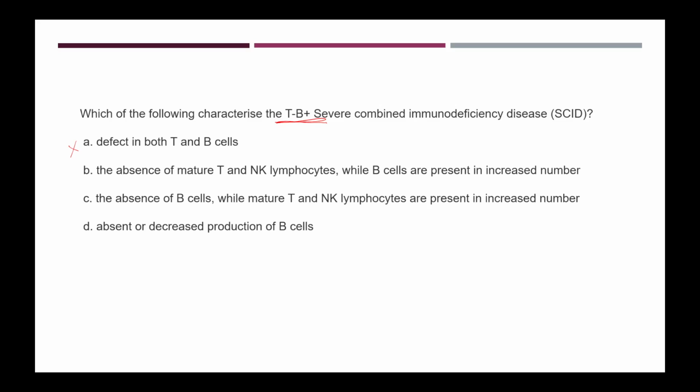So in T and B we have two types, right? T minus B plus. In one case we have NK negative, we have NK positive. So this particular one is talking about this one.